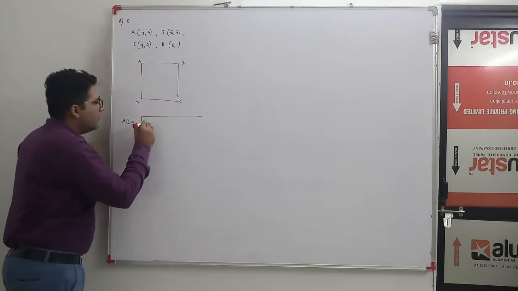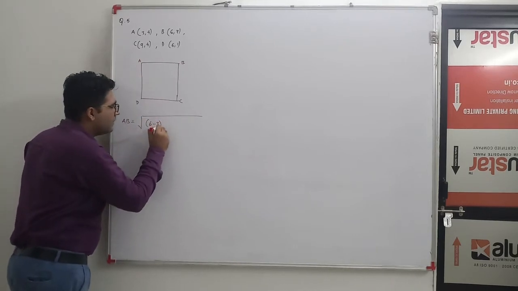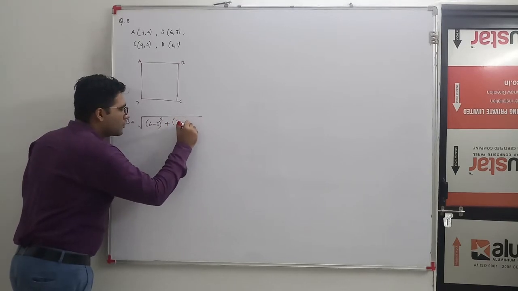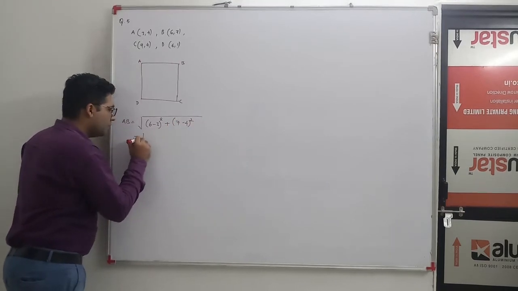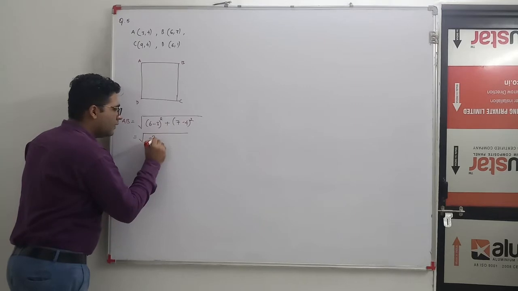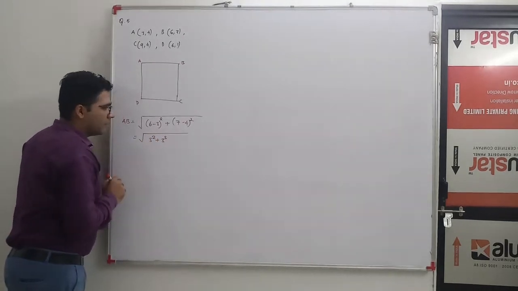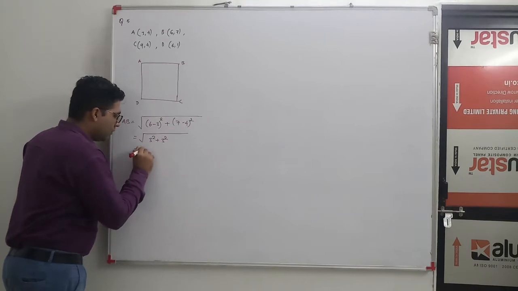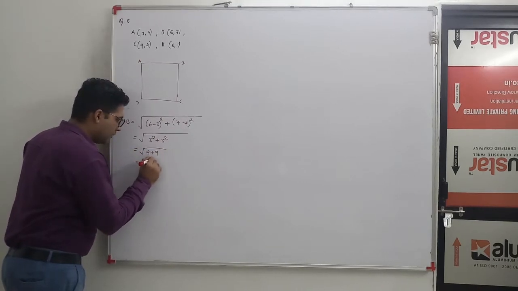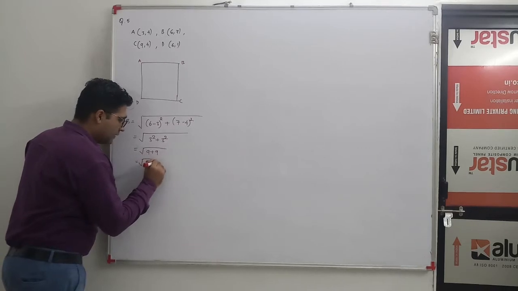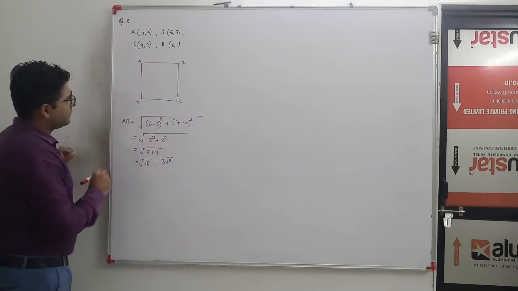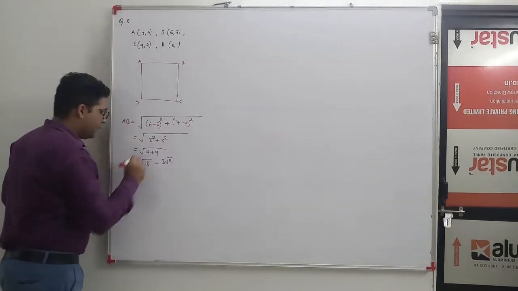As per the formula, AB is equal to the square root of (6 minus 3) whole square plus (7 minus 4) whole square. So this becomes 3 square plus 3 square, under root of 9 plus 9, which is 18. So our answer is 3 root 2. Now, next I will find BC.